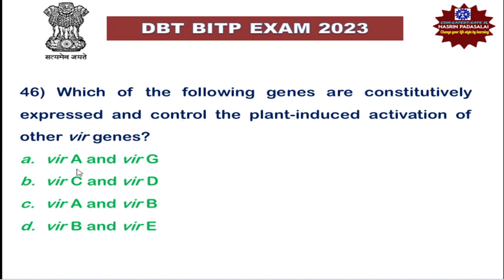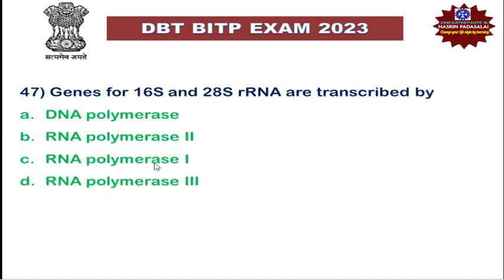Which one of the following genes are constitutively expressed and control the plant-induced activation of other Vir genes? The correct answer is VirA and VirG. Both have constitutive expression. These Vir genes activate other Vir genes. VirA is a phenol sensing receptor which senses acetosyringone, a phenolic compound produced by the wounded plant, and then it autophosphorylates and transphosphorylates the VirG gene.